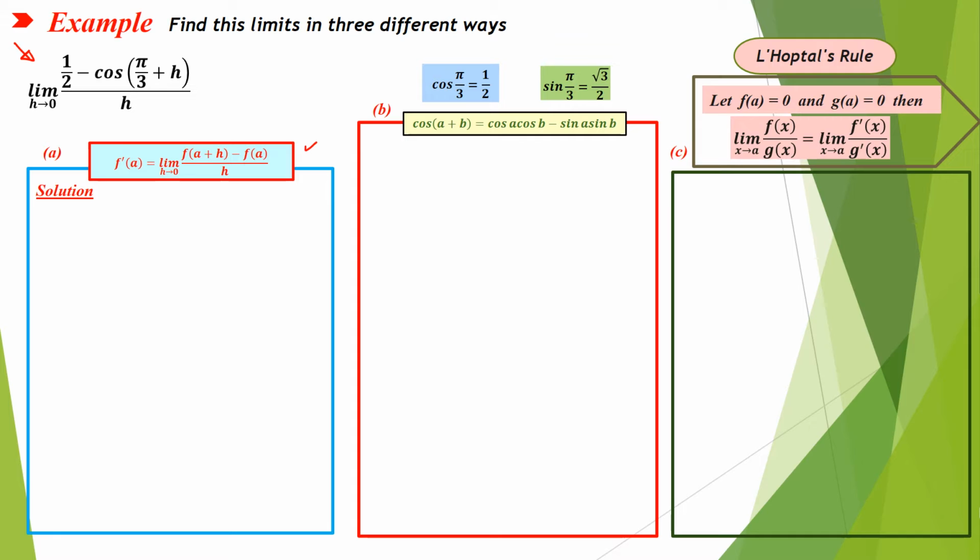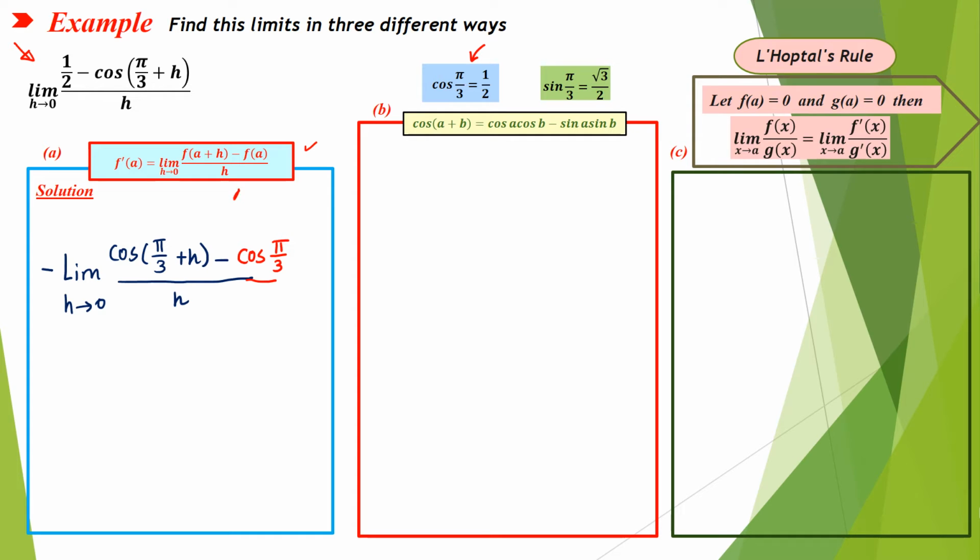So we can write the limit as the limit, take negative from the numerator as greatest common factor, and you will get cosine pi over 3 plus h minus 1 over 2, divided by h when h goes to 0. Now the second step, you have to rewrite 1 over 2 as cosine of something, and you know that cosine pi over 3 equals 1 over 2, so we can write 1 over 2 as cosine pi over 3.